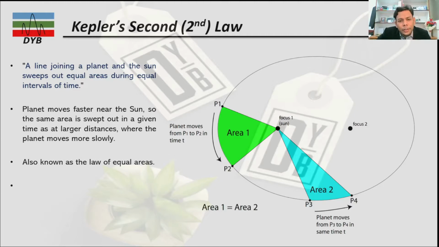And as I mentioned, it is also known as the law of equal areas. So this is quite understandable. Obviously, when our planet is in this position, it moves faster, so at that time we have shorter days. But if we go here, then we have longer days.